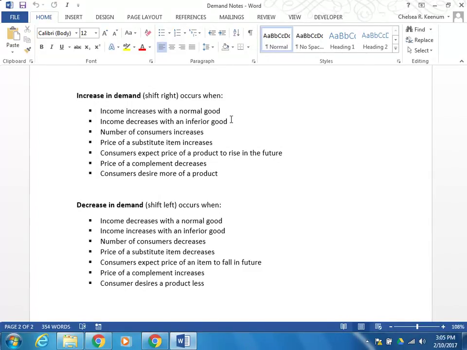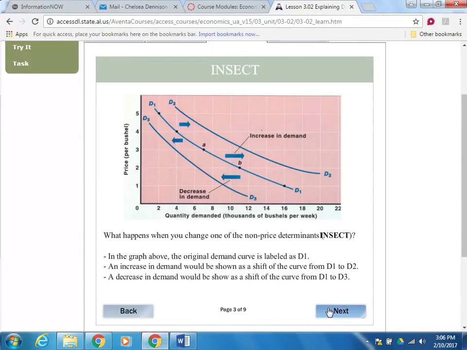Okay, income decreases with an inferior good, so something that's cheap. Okay, if you have a decrease in income, you're going to buy more inferior goods, so the demand's going to increase. The number of consumers increases. If more people are now wanting something, then the demand's going to be higher, so it's going to go to the right. A price of a substitute item, that should say decreases, I'm pretty sure.